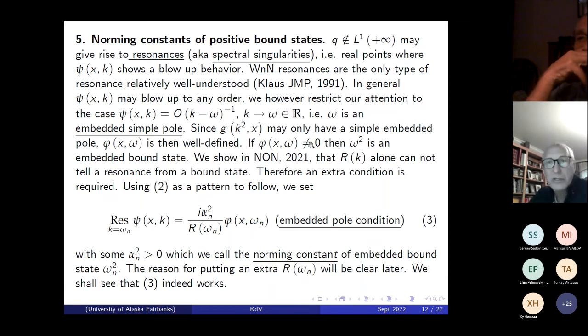Norming constant of positive bound states. Well, I'm going to concentrate on Wigner-von Neumann type potentials, the main reason being that this kind of slow decay potentials is quite well understood, and I would refer to this paper, which is pretty much fundamental to my research. And I'm going to consider the case when the right Jost function blows up at omega at this rate.